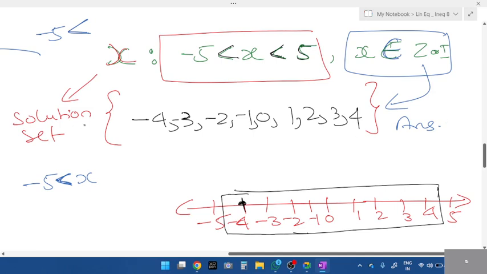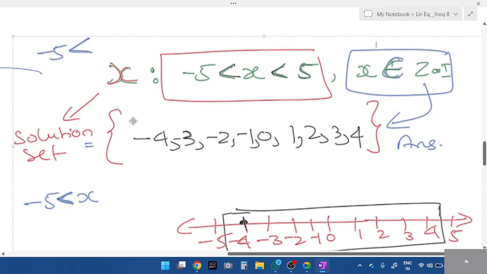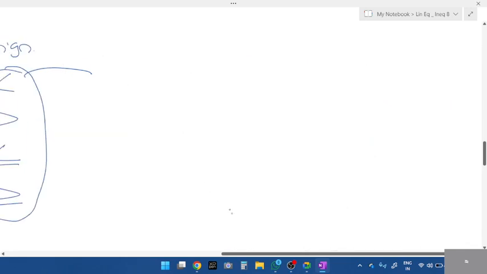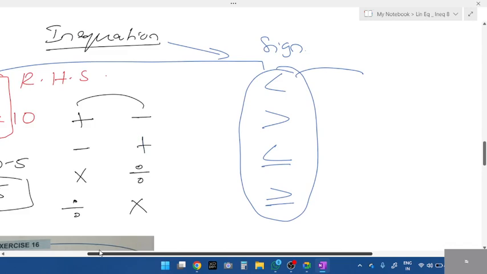Look how the solution set changes. It changes according to the types of number: whole number, natural number, integer. Any doubts in number line concept? Solution set, number line, done. So I taught you all types of numbers, calculation, solution set, number line.